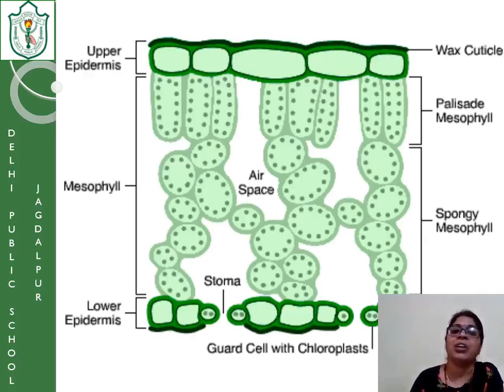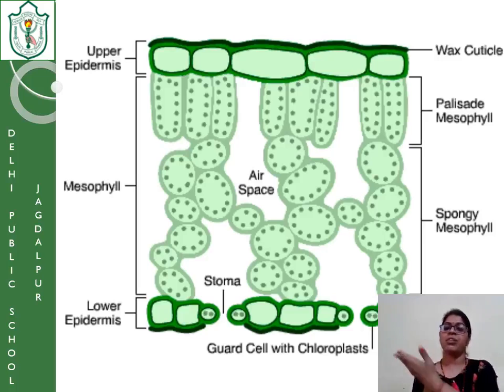Next layer, you can see rectangular cells are present. They are called the upper epidermis. Why do we call this? Suppose we take a leaf. This is the upper part of the leaf. This is the lower part of the leaf. Dorsal, ventral. Okay, so on the upper part there is the wax cuticle. Just below it, the upper epidermis is present.